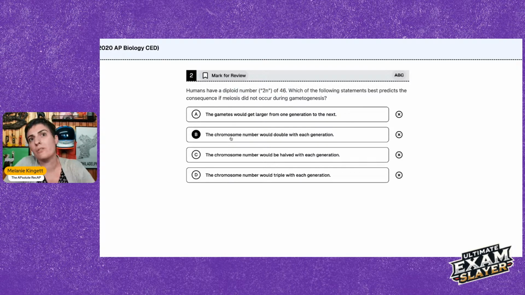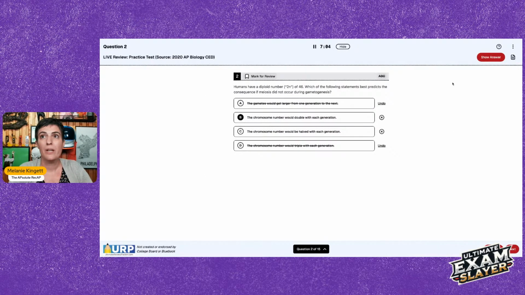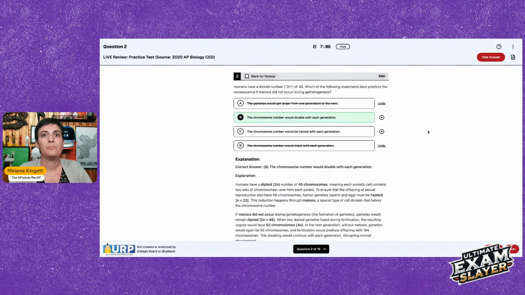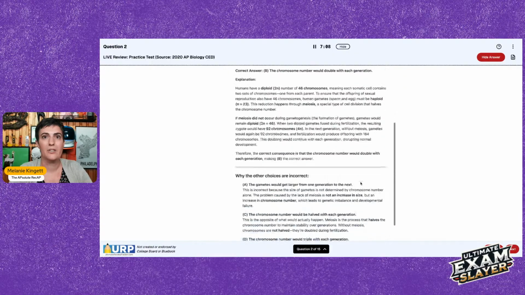And let's look at some of these other things here that we are identifying. Option A, the gametes would get larger. That has to do with cytoplasm, and that has to do with cytokinesis, and that's not really going to be represented here. The only way D would be correct is if fertilization involved 3 organisms, and we're not seeing that happen either. So I'm going to also hit show answer here. Let's see how we did. And B is the correct answer.